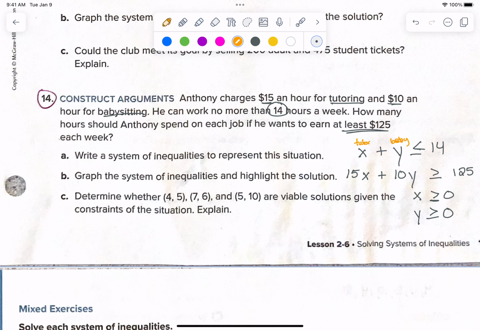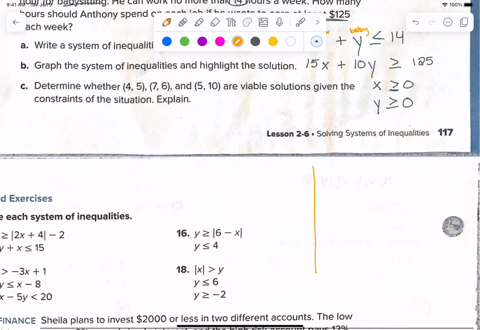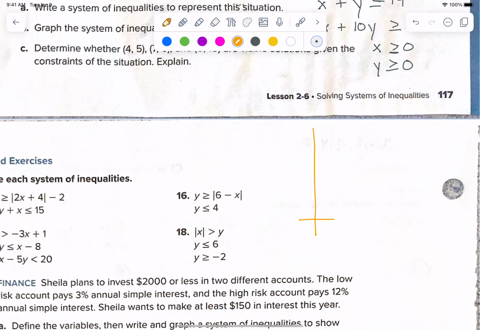B, graph the system of inequalities and highlight the solution. Okay, so we need a graph. Just put it off to the corner. I'll get you graphs here in a minute for all the other ones. Okay, so over here, I'm only going to focus on the first quadrant because we can't go negative.